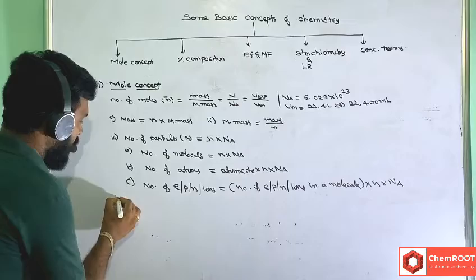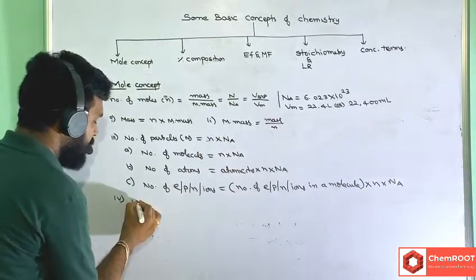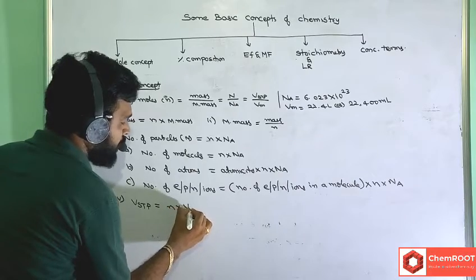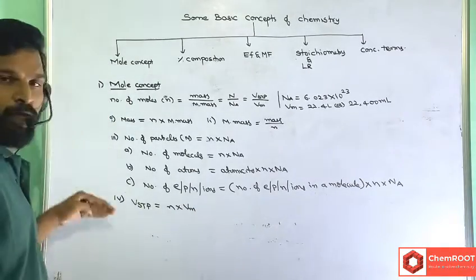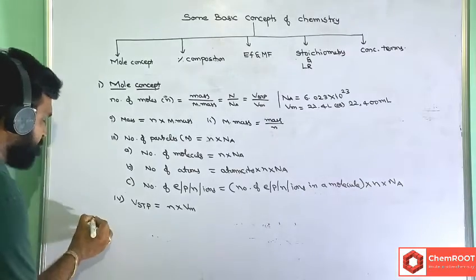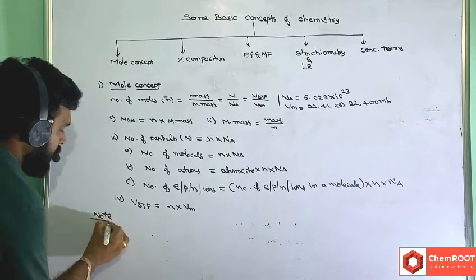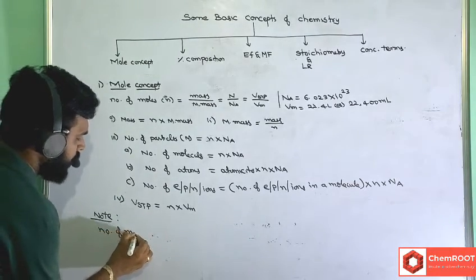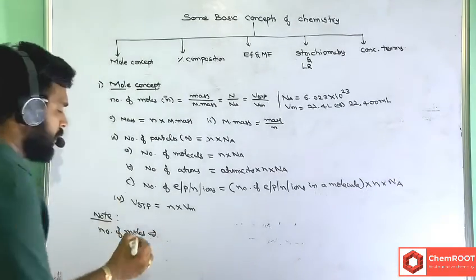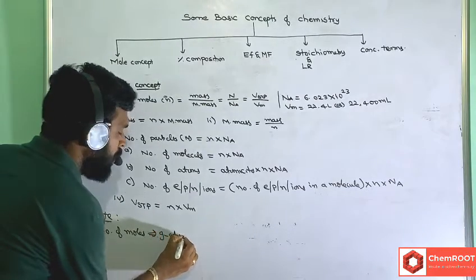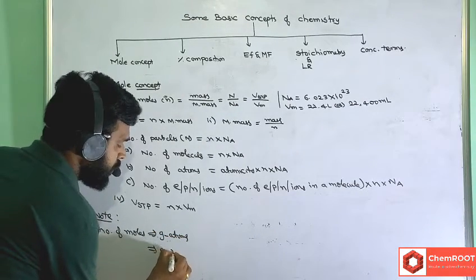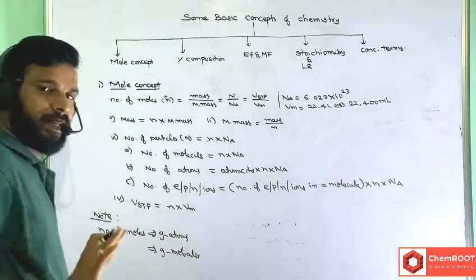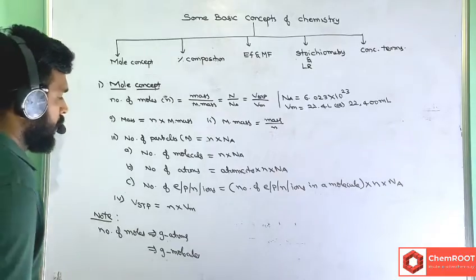Another formula is volume at STP equals number of moles into molar volume. So these are the derived formulas, and questions will be asked based on them. Another small thing to keep in mind: the number of moles related to an element is also called gram atoms, and related to molecules, gram molecules. So gram atoms and gram molecules are nothing but the number of moles. You have to be careful about that point.